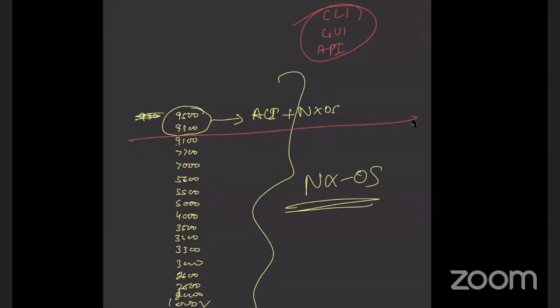I have seen 8 spines with 50 leaves. I cannot comment on the company name, but it is in the top 10 Fortune companies in the world. I was managing around 15 data centers which are running directly on the ACI, and we were allowed to work on API only. We were not allowed to work on CLI and GUI.